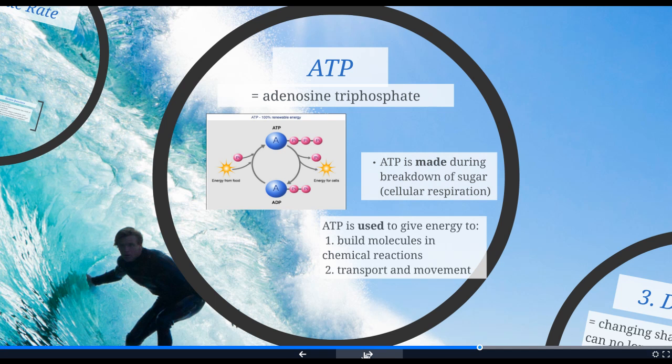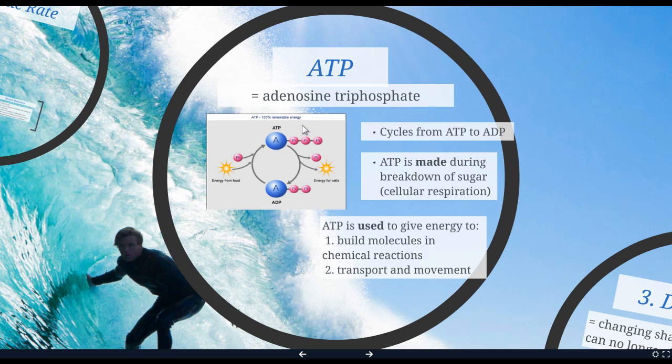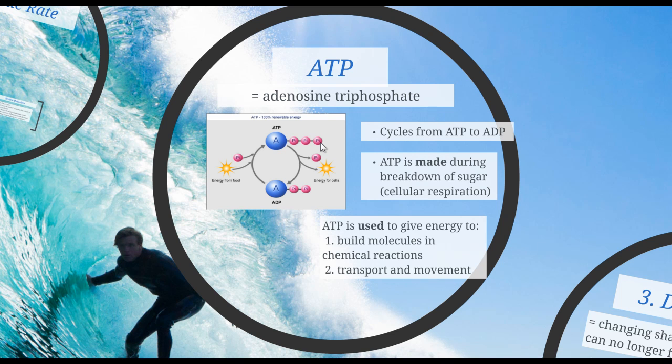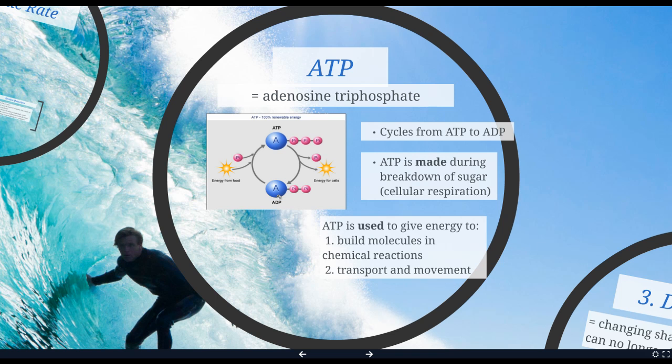ATP is made from a process called cellular respiration, where we break down sugar and generate energy. And ATP is going to cycle between ATP and ADP. So if we look at the actual molecule here of ATP, it's got this adenosine piece, and then triphosphate means it's got 3 phosphate groups attached to it. And I said it's going to cycle between ADP and ATP. ADP is adenosine diphosphate, and it just has 2 phosphate groups.